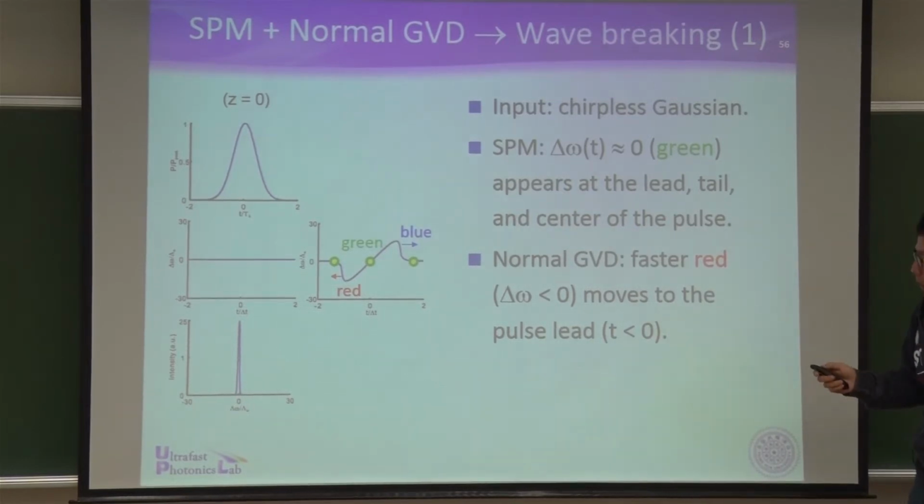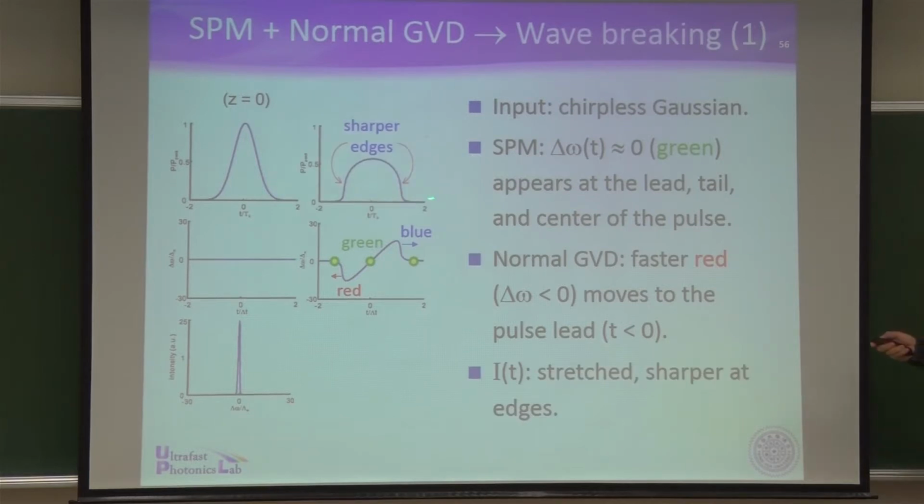So that means the power here will shift to the left edge. Power here will shift to the right edge. So what would you have? Your power in the time domain will be redistributed with sharper edges, okay? Like this. Starting from a Gaussian pulse to a pulse with sharper edges because of this effect. And this is only true when you have normal GVD. Previously, we ignored GVD, so the pulse remains Gaussian, no change, right?